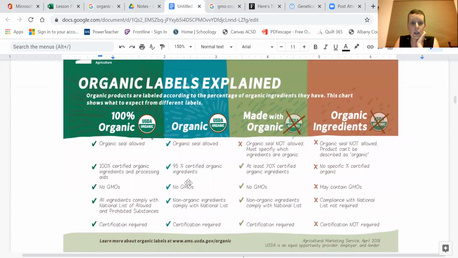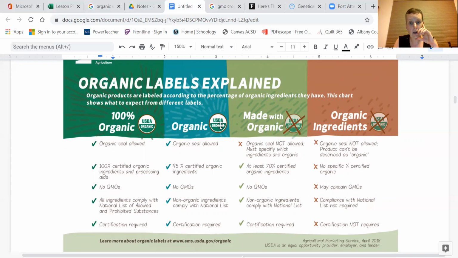Here they are. You've got 100% organic. It'll have the seal on it and everything in it is organic. No GMOs. We're going to do notes on GMOs in a minute, but everything in the processing and in the ingredients. All ingredients comply with the national list of allowed and prohibited substances, and there's certification required. So they are up to be examined by the USDA, and they can have inspections, things like that.